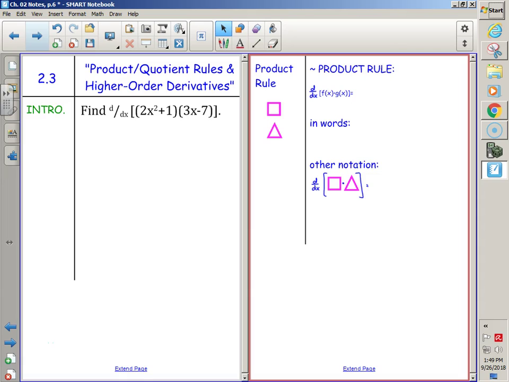Which the nice thing is, this isn't brand new. In the summer packet, didn't we talk about a product rule and a quotient rule? There are 3 different ways to think about the product rule. We're not going to get to the quotient rule today. You're welcome.